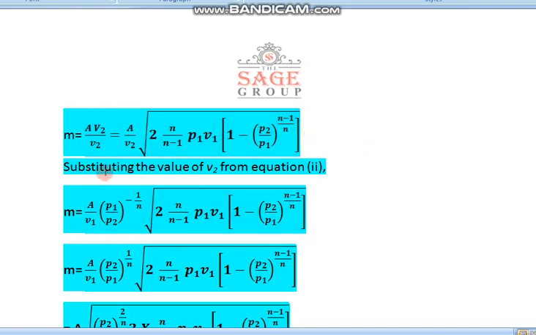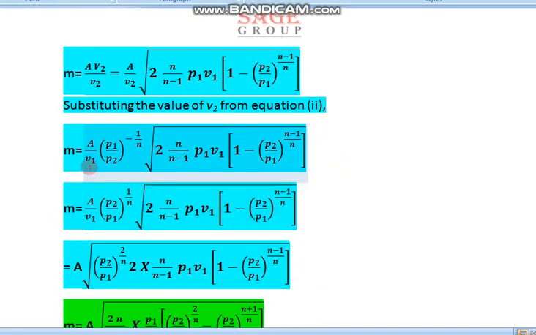Substituting here the value of V2 from equation 2, that gives m equal to A upon V1 into (P1 by P2) to the power minus 1 upon n into the square root of 2n by n minus 1 P1 V1 into (1 minus (P2 by P1) to the power n minus 1 upon n). Now m is equal to A upon V1, and here the term has been reversed, so (P2 by P1) to the power 1 upon n, and the remaining term is the same.